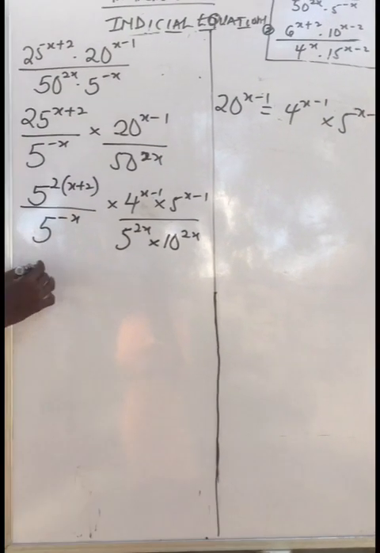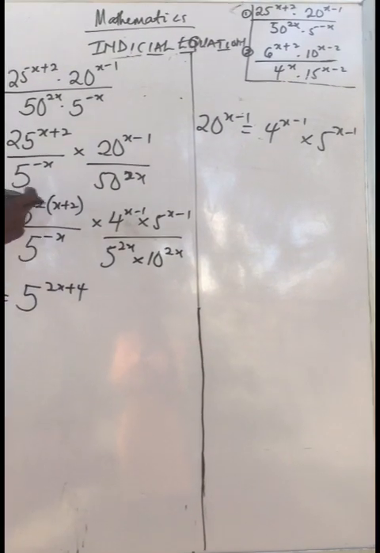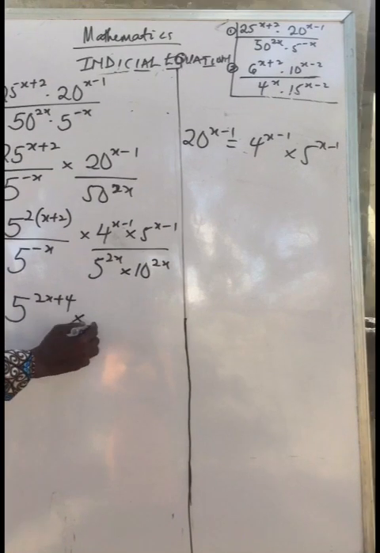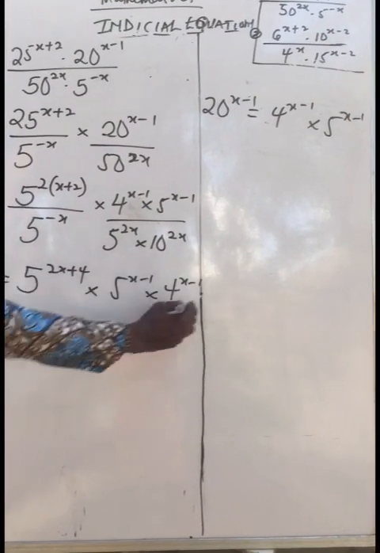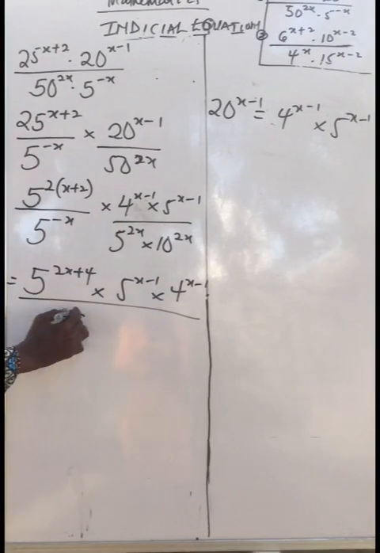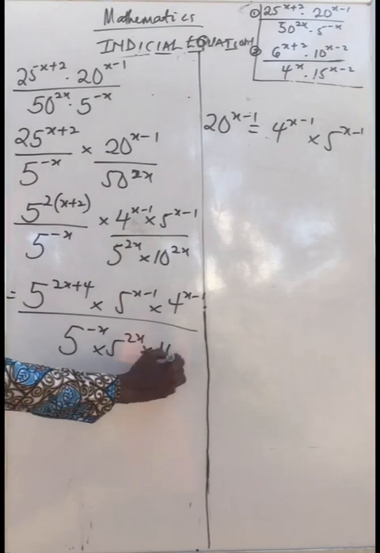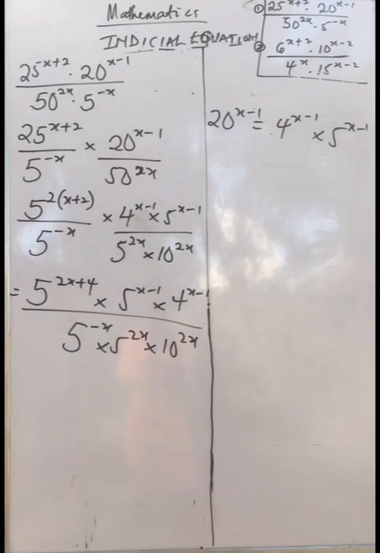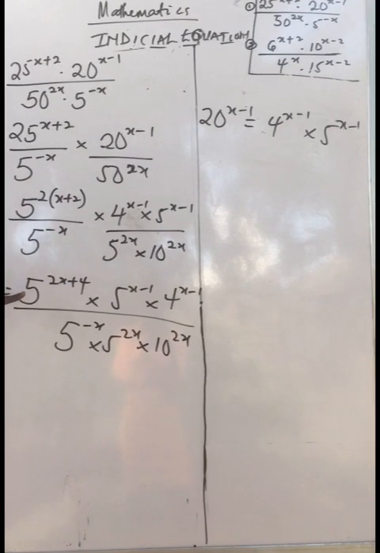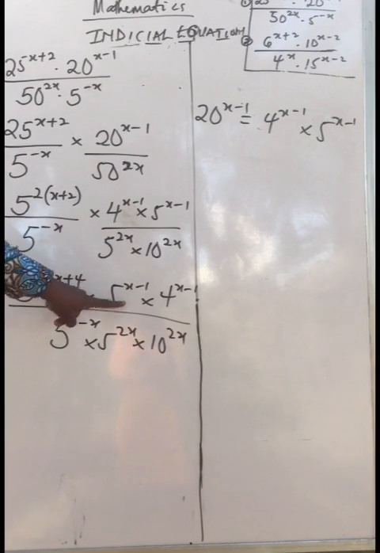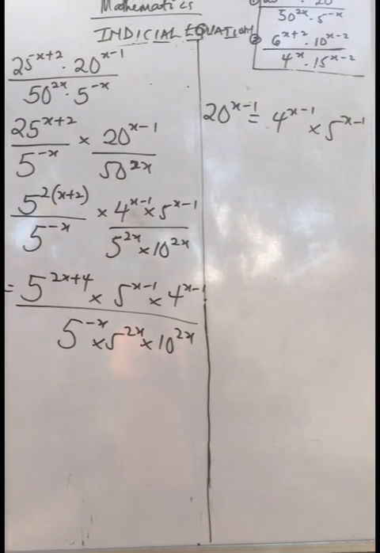This one is the same thing as 5 raised to the power of 2x plus 4 when you expand, times another 5 raised power x minus 1 times 4 raised power x minus 1, all over 5 raised power minus x times 5 raised power 2x times 10 raised power 2x. Yes. Now looking at this, there are things we can still do to them. You will realize that this one is having a base of 5, base of 5, base of 5, base of 5. Now let's work with the base of 5s and see what happens.